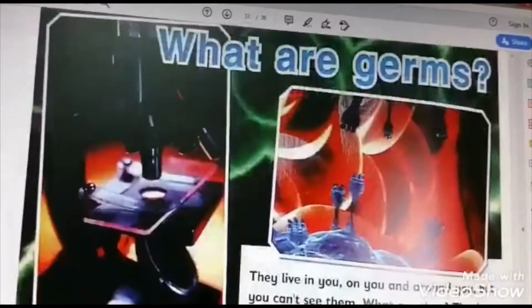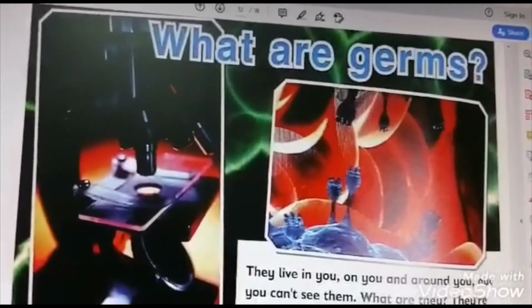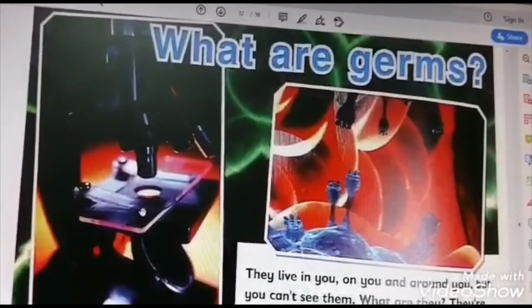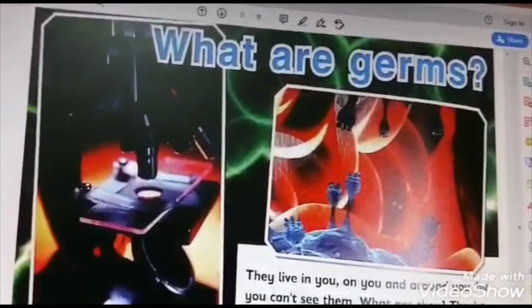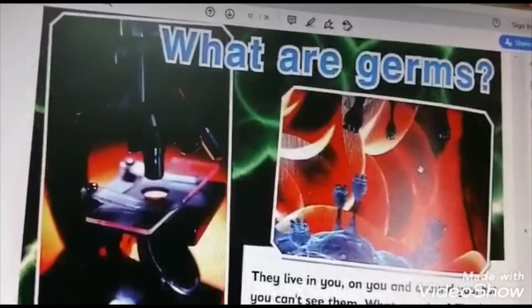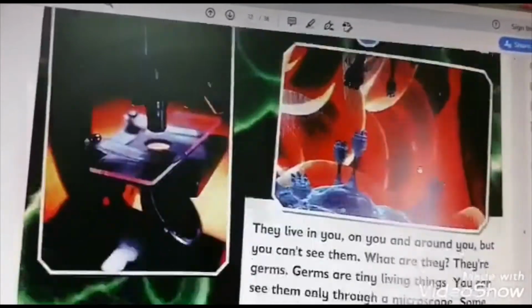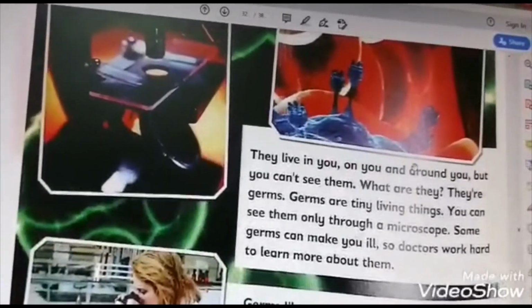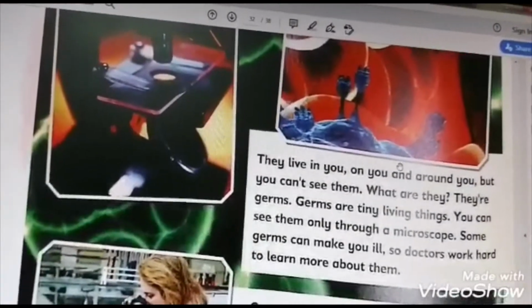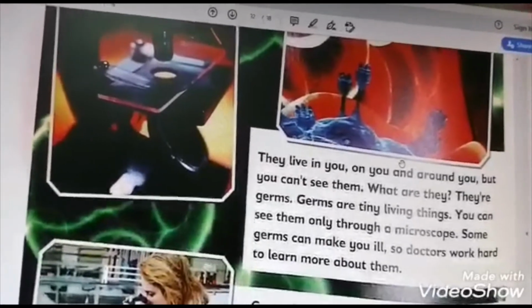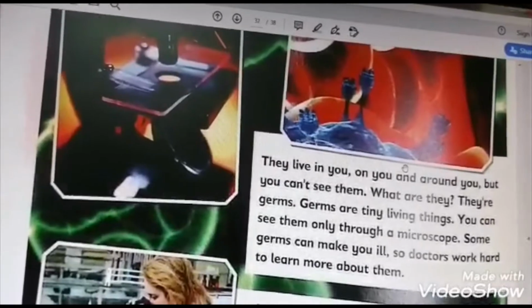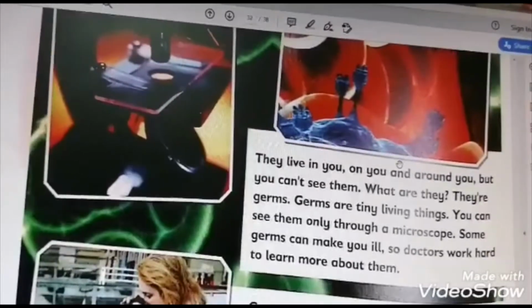Look at picture number 1. What can you see in this picture? What's this? Yes, this is a microscope. And this one, the next picture, can you identify? Yeah, these are germs. So let's read. I give you time. Pause the video, read yourself. Then after this, I'm going to ask you some questions to see whether you understand this paragraph or not. I hope you are back.